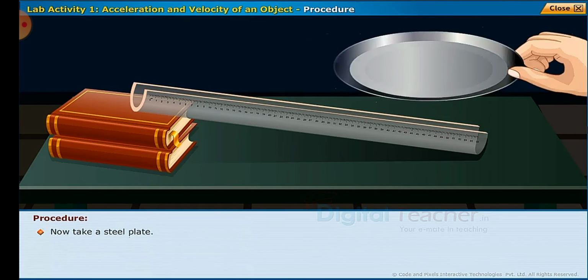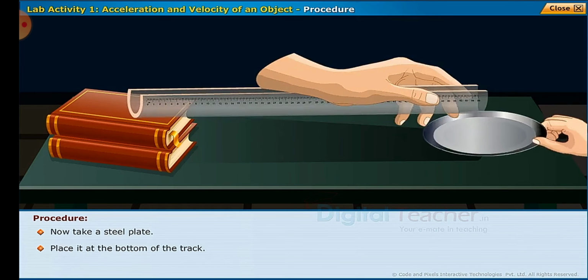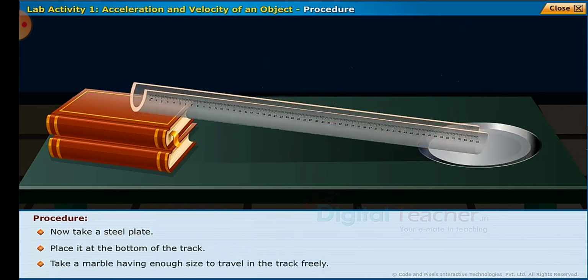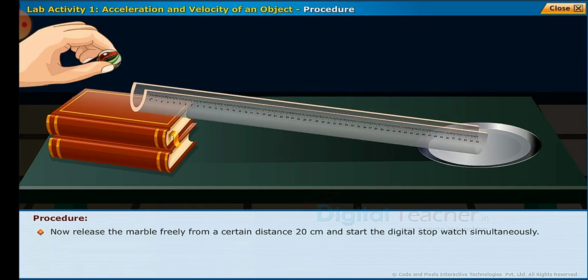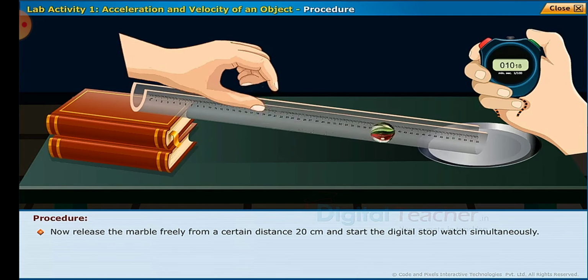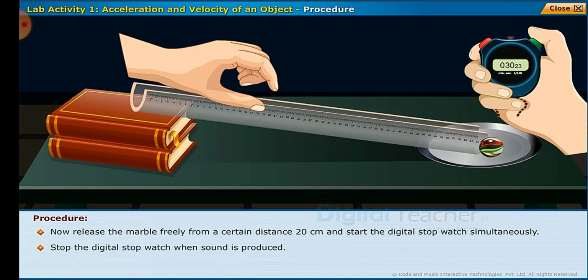Now take a steel plate. Place it at the bottom of the track. Take a marble having enough size to travel in the track freely. Now, release the marble freely from a certain distance, 20 centimeters, and start the digital stopwatch simultaneously. Stop the digital stopwatch when sound is produced.